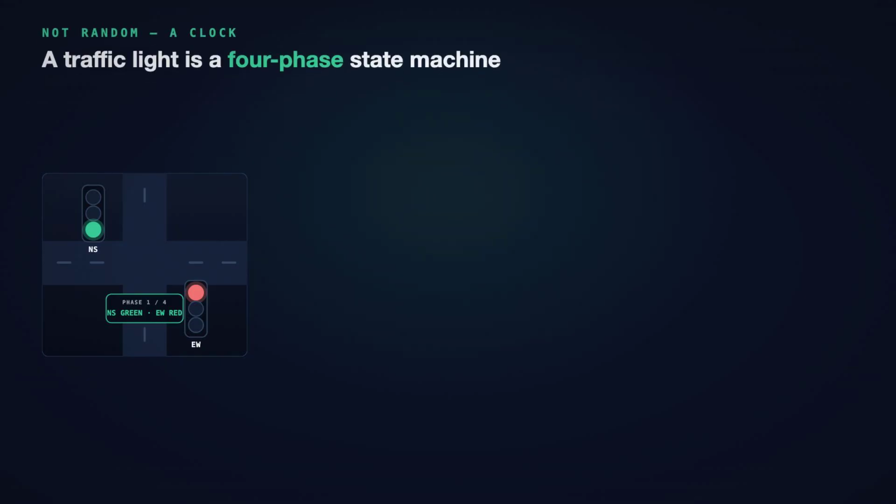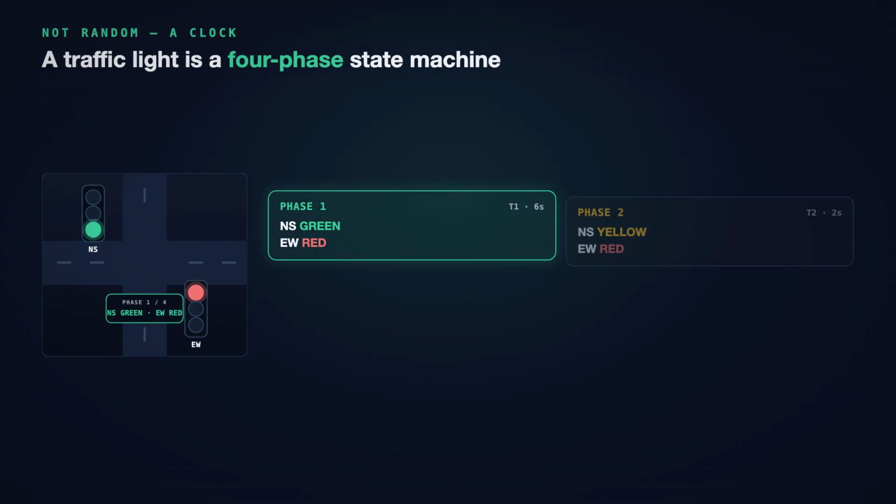Here is the whole idea. A traffic light is not random. It is a state machine on a clock. For a simple two-direction intersection, call the streets north-south and east-west. The cycle has just 4 phases that repeat forever.